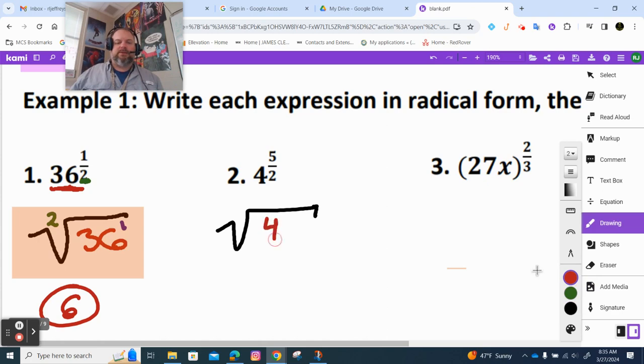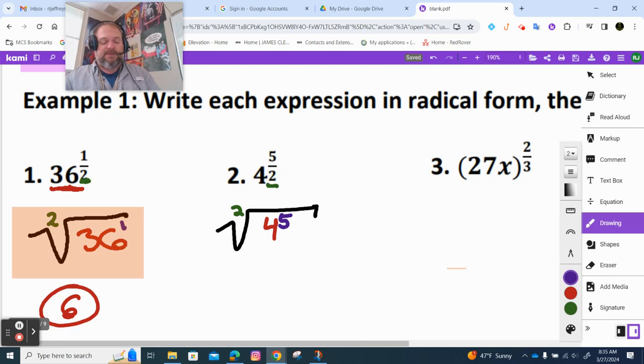So 4 goes here. So 2, where does 2 go? Yeah, in the gutter. I call it the gutter because to me it looks like gutters on the house. The radical sign looks like a house. This looks like a gutter. And the 5 will go here.